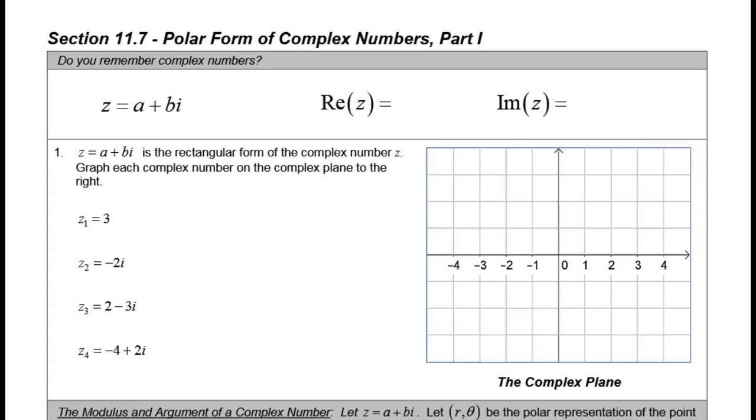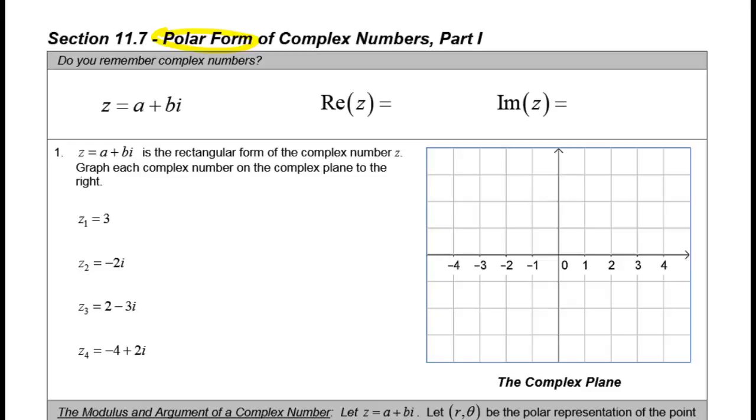All right, folks, let's get busy and learn some new math. Section 11.7, polar form of complex numbers. Let's just go ahead and break apart the title of this section first. We have something new, which is polar form. We've been talking about that for a couple lessons now.